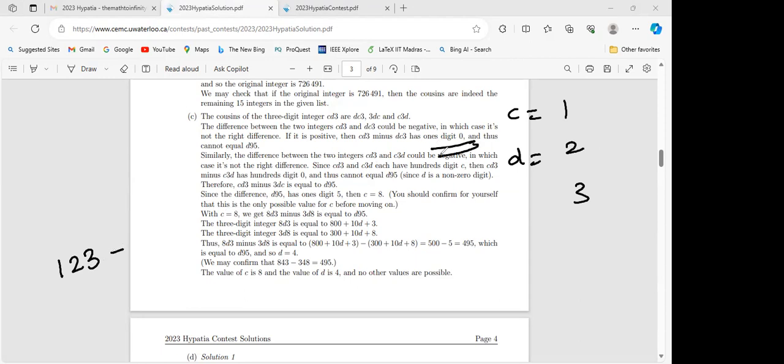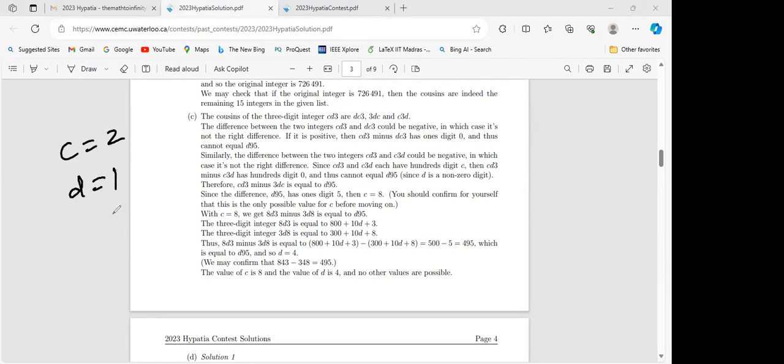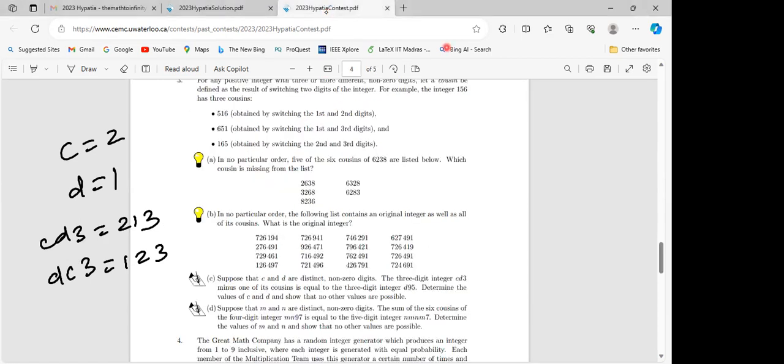We're saying one digit is 0. So we can assume like this. Let's assume C is 2, D is 1. So CD3 means it's 213. DC3 means it's 123. Wait, did they tell us that D is greater than C? No, they didn't say anything like that. Let me check. If D is less than C, then it works.